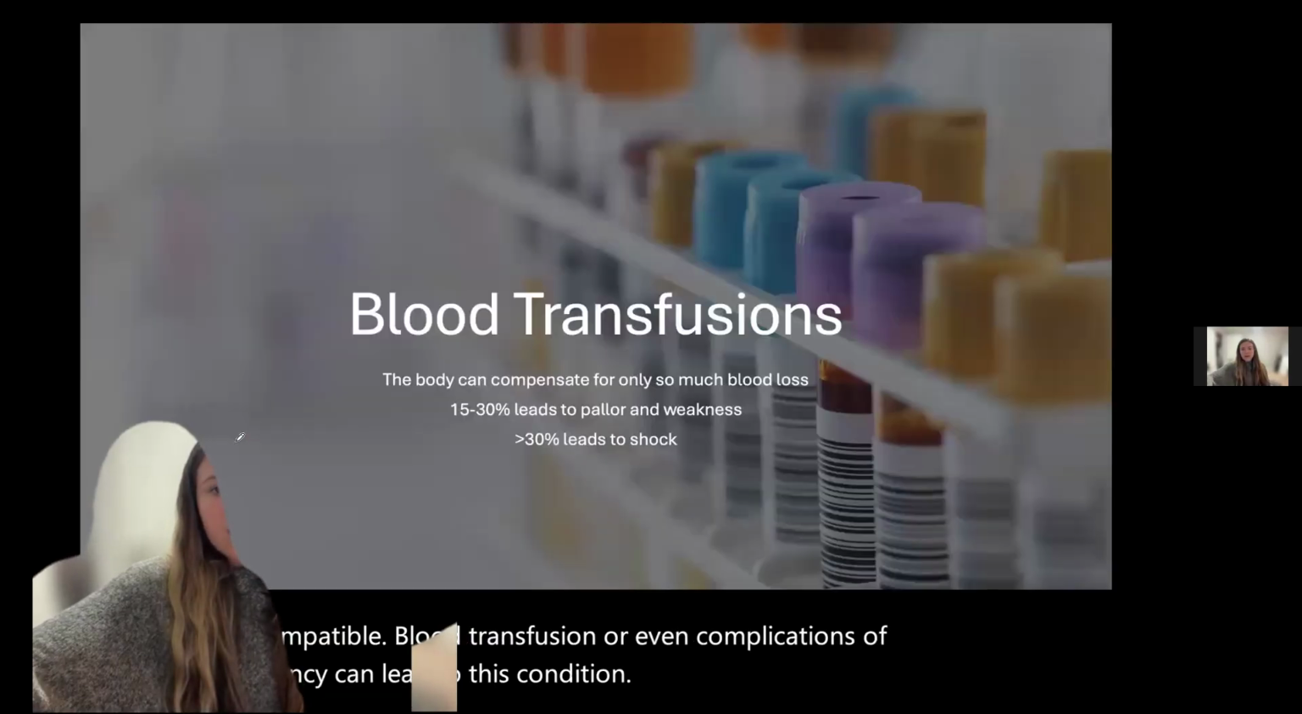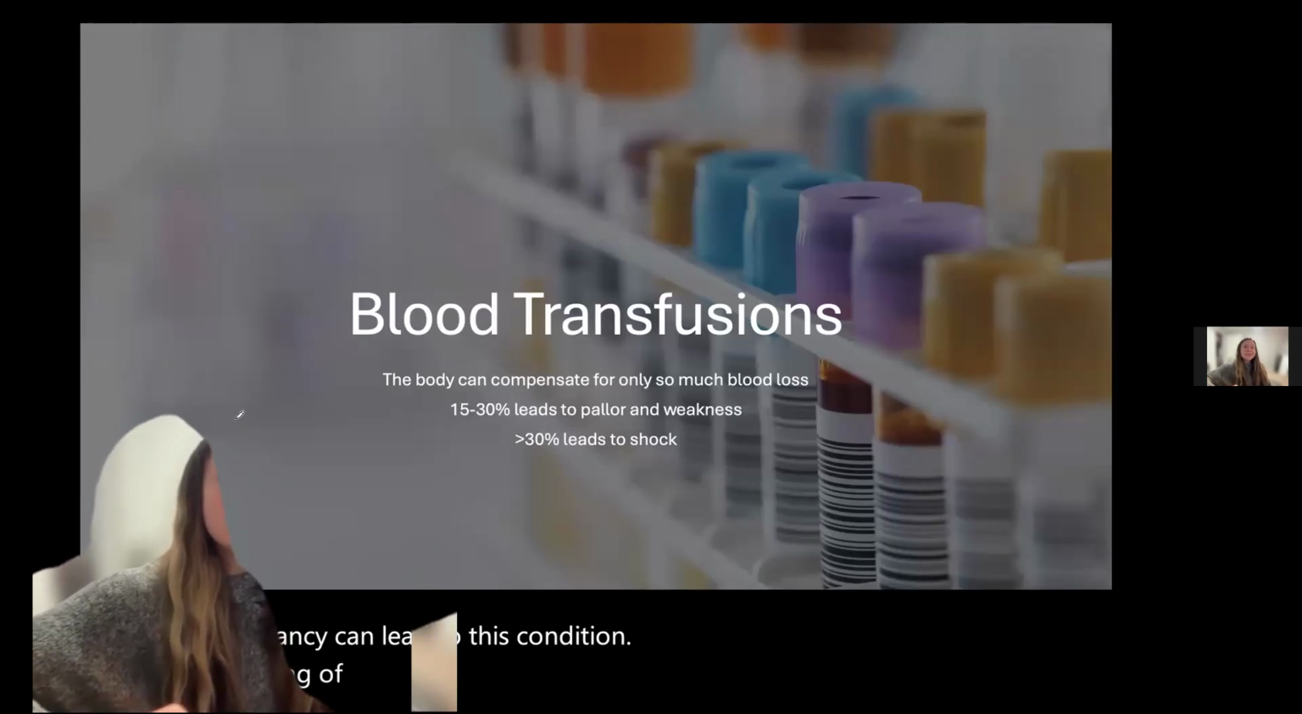Speaking of blood transfusions, we're going to get into that next.